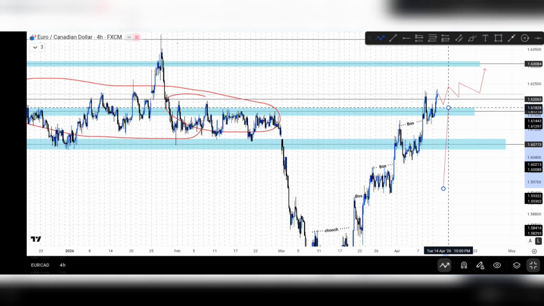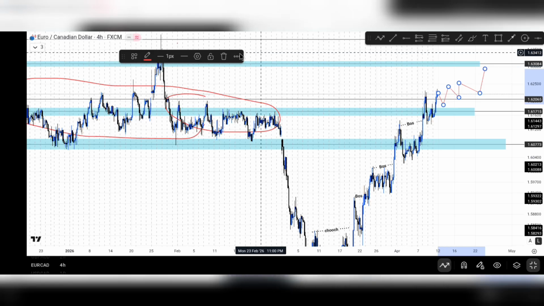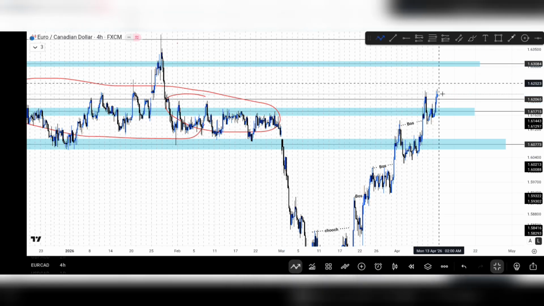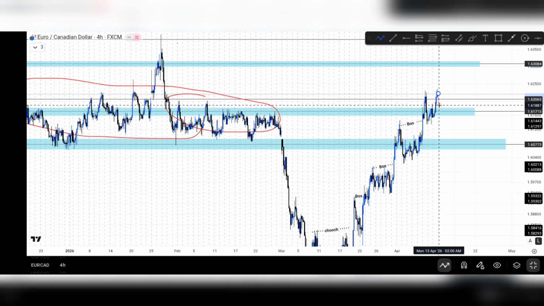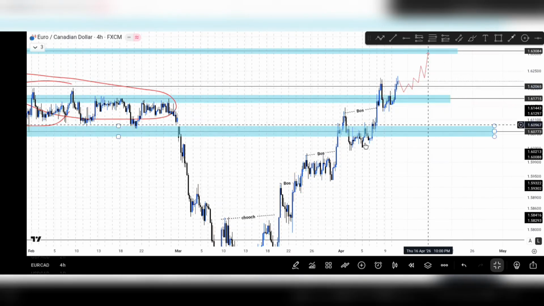So what I'm expecting is for the market to just retrace. Understand? I want to see a kind of retracement for the further push to the upside. A retracement to around this level, around this area, and then a continuous buy to the upside. So guys, that's it on Euro card.